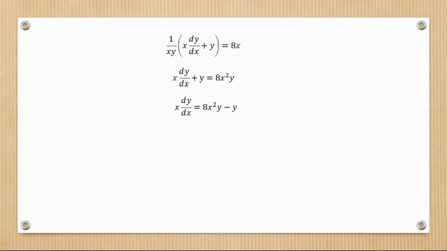Then now we can separate the values that have dy dx from those that don't. So now we have x dy dx shall be equal to 8x squared y minus y. So now dy dx shall be equal to 8x squared y minus y over x, and that is the answer they wanted.